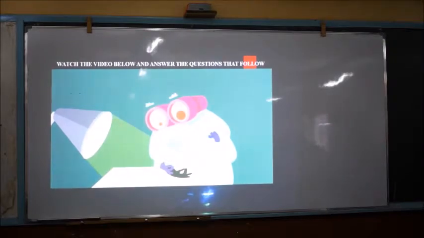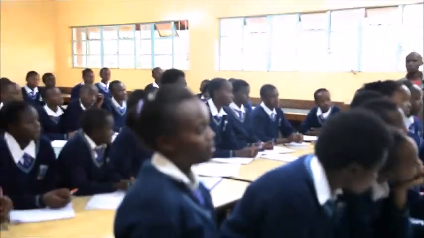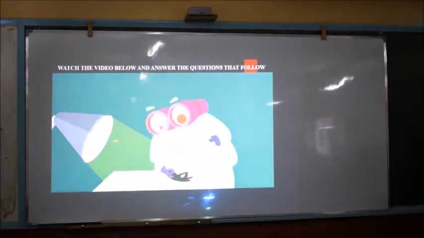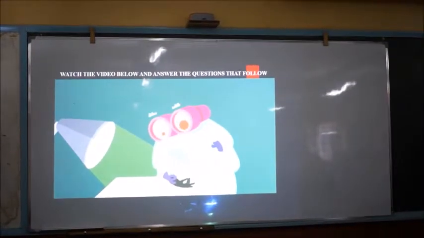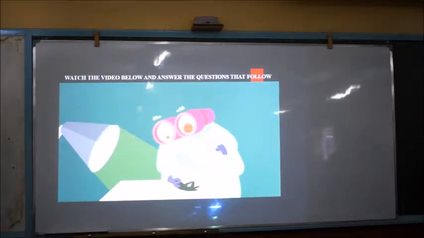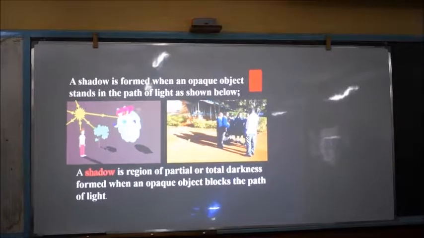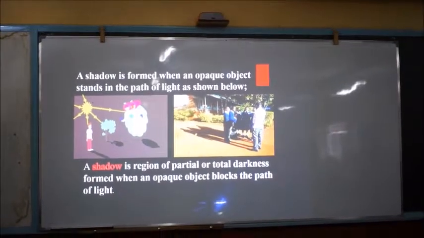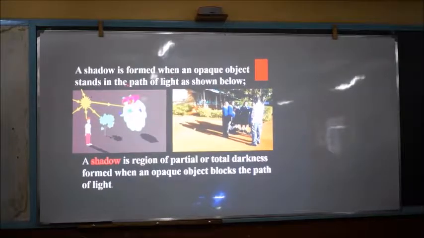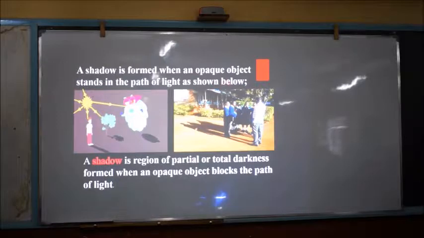Yes, Kihuyu. The shadow is bigger, or we can clearly see the shadow is elongated. Clap for Kihuyu. When the source of light moves in that direction, the shadow becomes elongated. So, from this video, I want us to proceed into explaining further how shadows vary. But before we go into that, we are saying that a shadow is formed when an opaque object stands in the path of light. You can see we have two images.